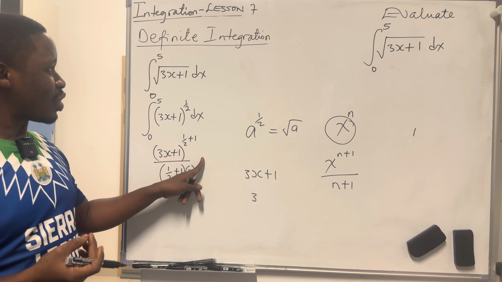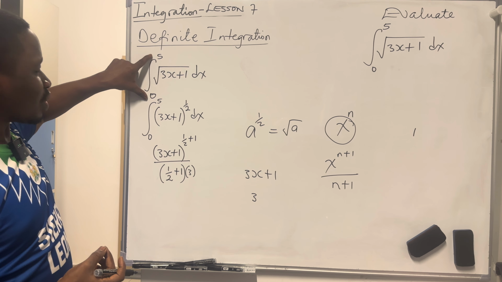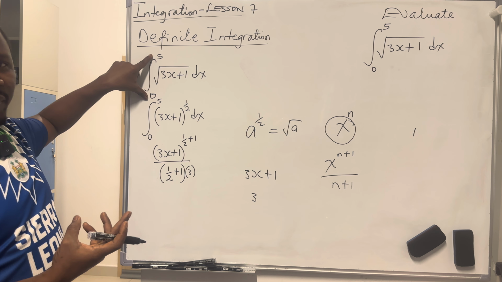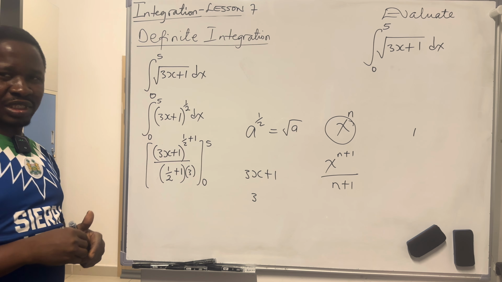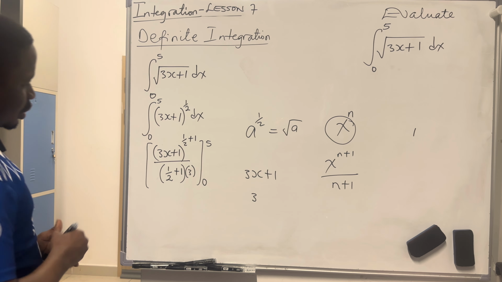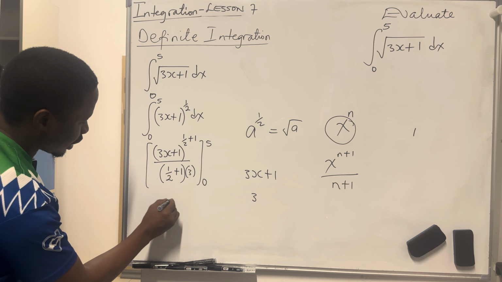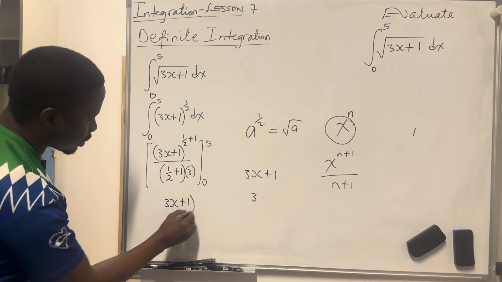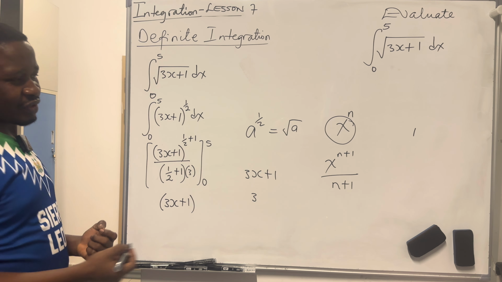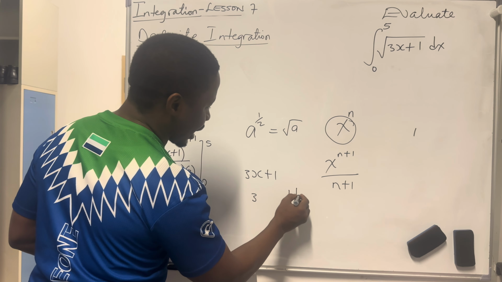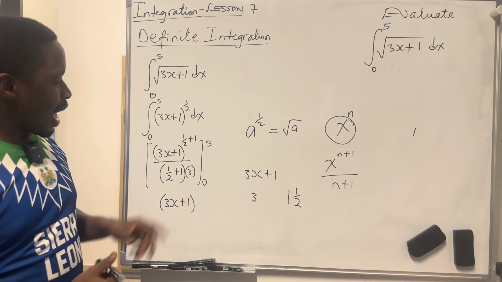Can we say plus c? As usual, no, because this is coming with a limit. This is definite integration, so we cannot say plus c. So we say from 0 to 5. I hope it is clear. So at the top there we have 3x plus 1. Half plus 1 is 1.5.